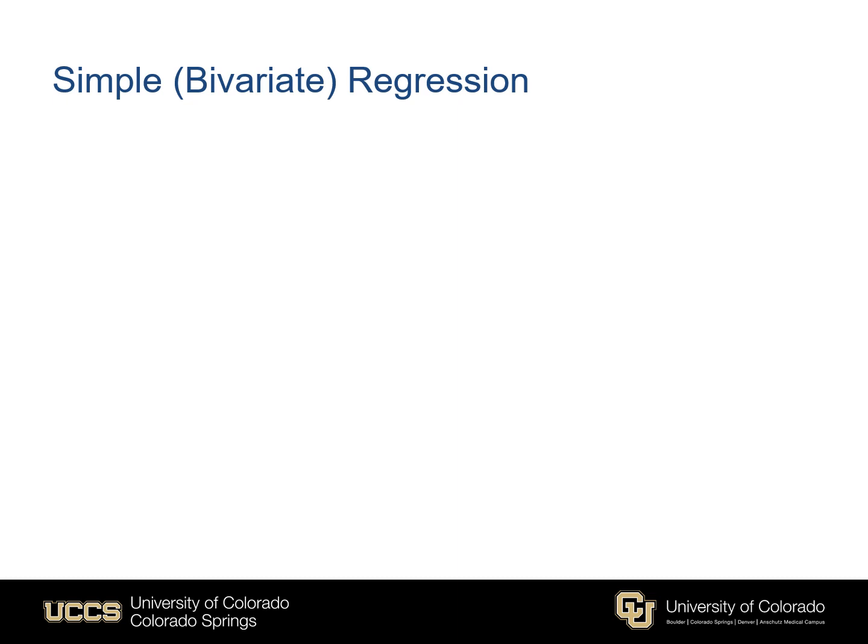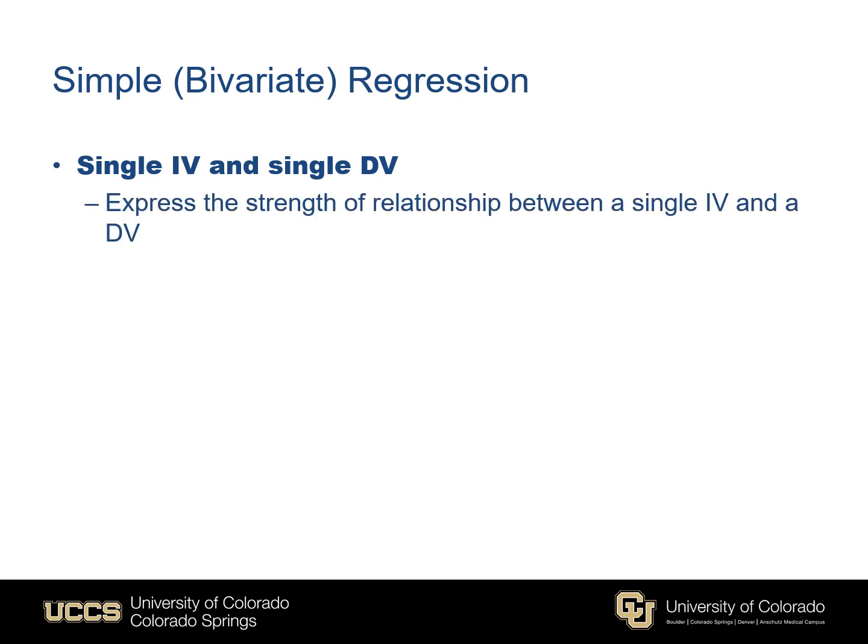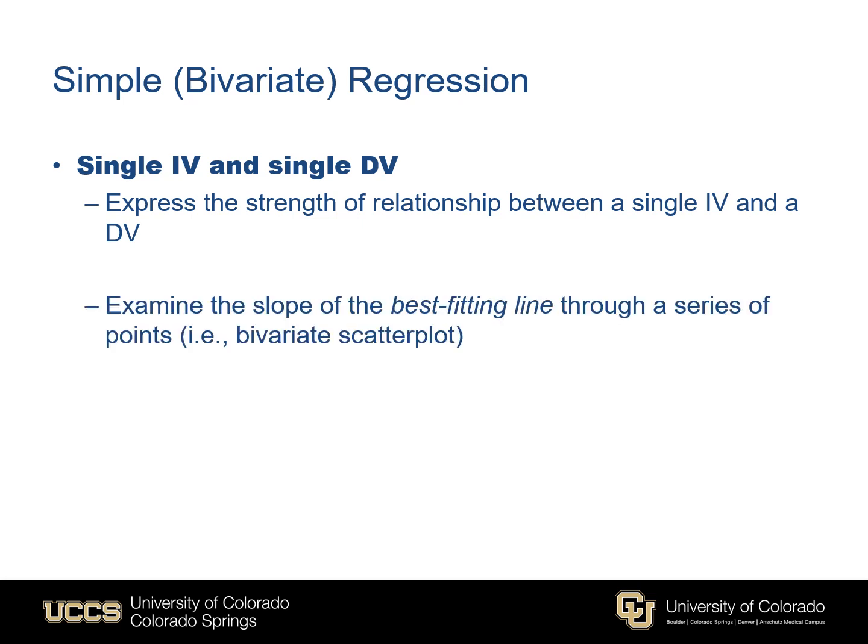Having noticed a few patterns in the descriptive statistics, and certainly we could spend more time looking at those descriptive statistics, and we will later on in this module, let's now move on to simple bivariate regression. What I mean by bivariate is that means 2 variables. And indeed, those 2 variables are a single independent variable and a single dependent variable. The goal in the simple regression is to try to express the strength of relationship between that single independent variable and the dependent variable.